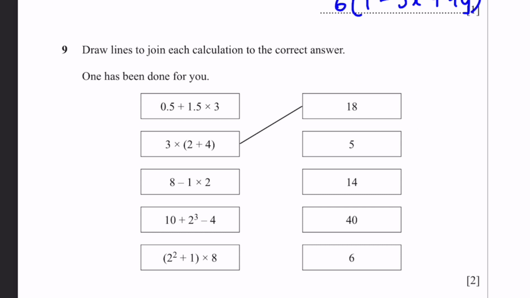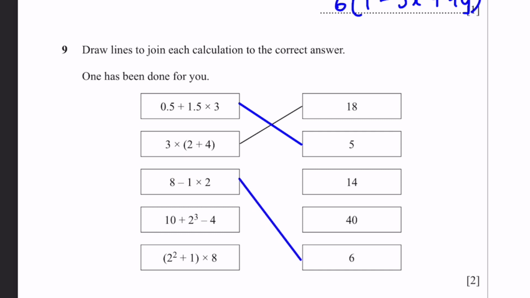Question 9. Draw lines to join each calculation to the correct answer. One has been done for you. 3 into 2 plus 4 is equal to 18. Next, 0.5 plus 1.5 into 3 is equal to 0.5 plus 4.5, which is equal to 5. And now we can draw a line like this. 8 minus 1 into 2, which is equal to 8 minus 2, which is equal to 6. And we can draw a line to 6.